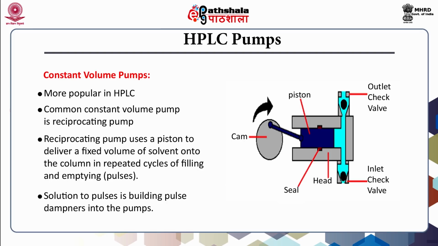Therefore, in order to avoid pulses in the flow of mobile phase, pulse dampeners are built into the pumps. By using these pulse dampeners, the pulse effect can be nullified. So, there will be a constant flow of the mobile phase. So, this is about the pumps in the HPLC instrumentation.